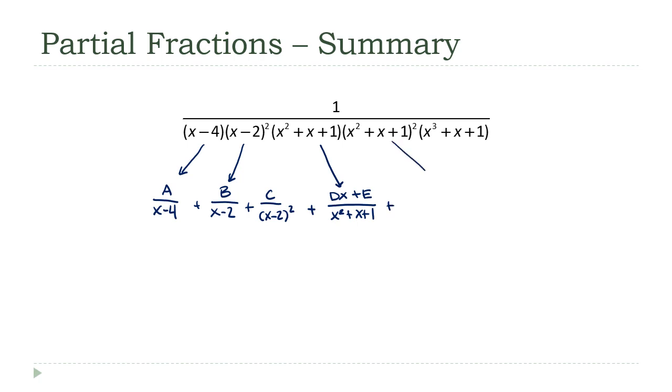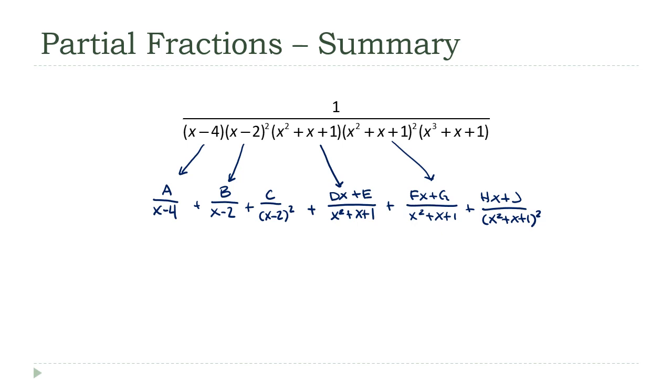And if we have repeated quadratic factors, well, we combine the two methods here. I would do Fx plus G over x squared plus x plus 1, plus Hx plus, okay, you really don't want to use I because it looks too much like a 1. So I would skip and do J here over x squared plus x plus 1 squared. And those are all the cases we're going to consider. I've said that before in these lectures.